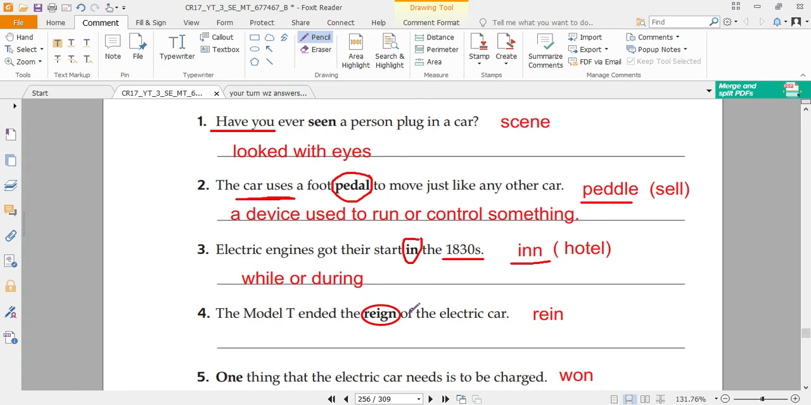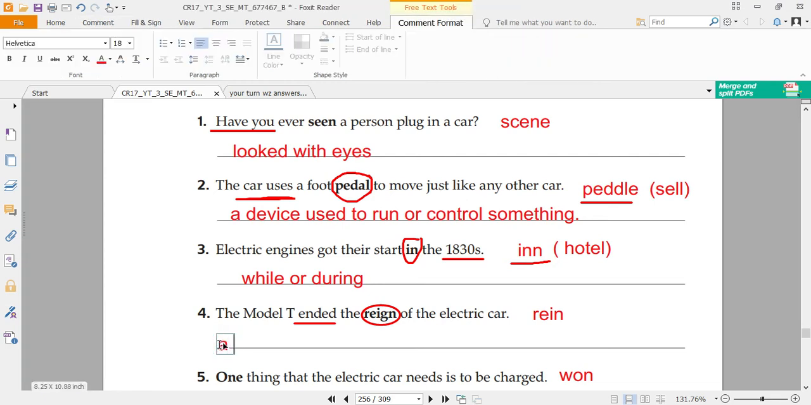Yes, here this is timing. So we have here ending because it has a beginning and an ending. Reign here means a period in which someone or a person is leading or dominating.